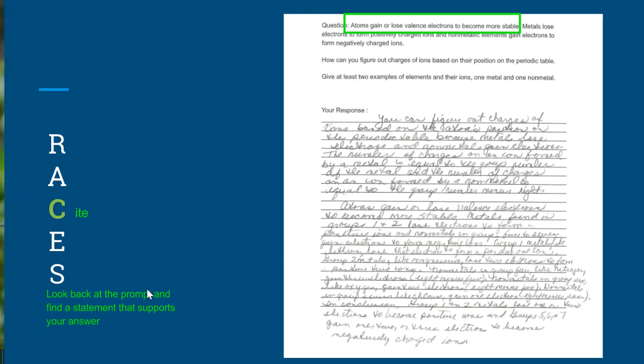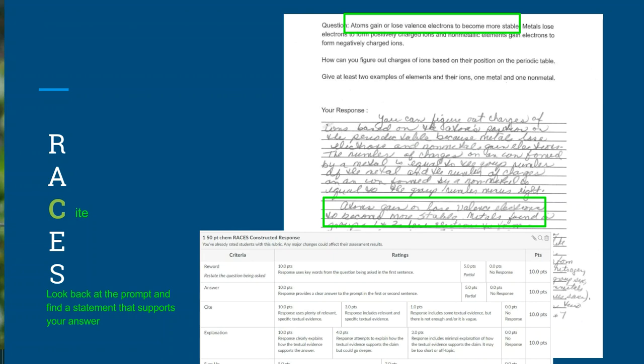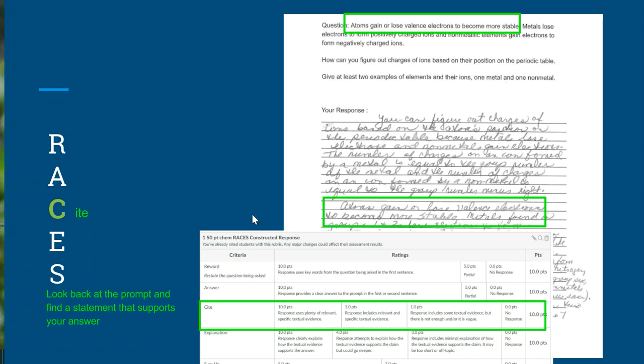For cite, you want to look back at the prompt and find a statement that supports your answer. So: atoms gain or lose electrons to become more stable. I just rewrote that. That's all you have to do. That's when you cite in the response from the prompt. The prompt often gives you lots of information, so your response uses plenty of relevant, specific, textual evidence. If there's more, you can use more, and there will be more as we go through.